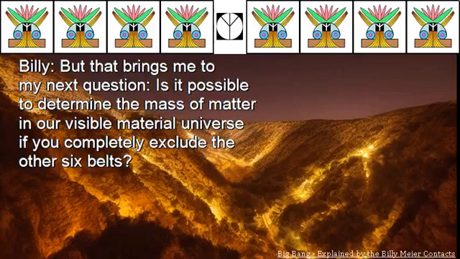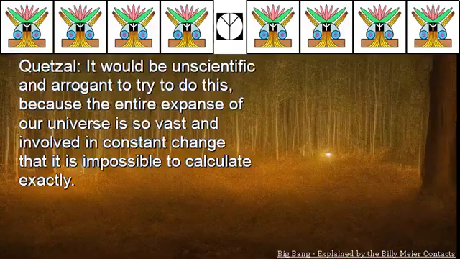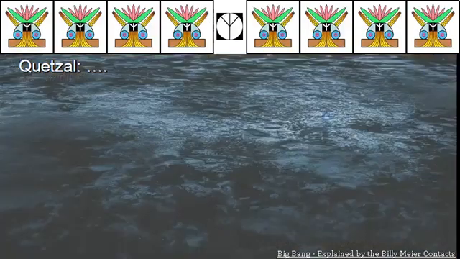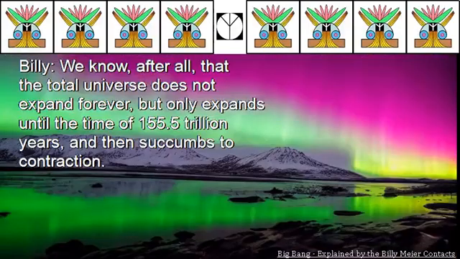Is it possible to determine the mass of matter in our visible material universe if you completely exclude the other 6 belts? It would be unscientific and arrogant to try to do this, because the entire expanse of our universe is so vast and involved in constant change that it is impossible to calculate exactly. We know, after all, that the total universe does not expand forever, but only expands until the time of 155.5 trillion years, and then succumbs to contraction.